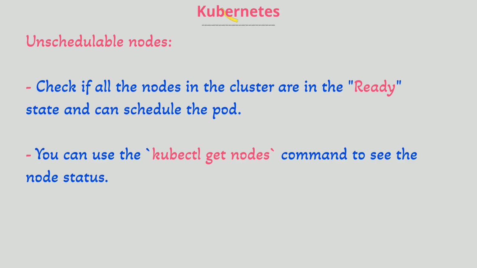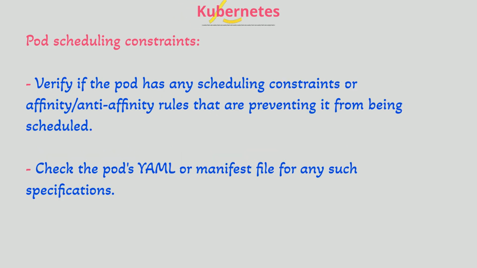Unschedulable nodes. Check if all the nodes in the cluster are in the ready state and can schedule the pod. You can use the kubectl get nodes command to see the node status. Pod scheduling constraints. Verify if the pod has any scheduling constraints or affinity/anti-affinity rules that are preventing it from being scheduled. Check the pod's YAML or manifest file for any such specifications.